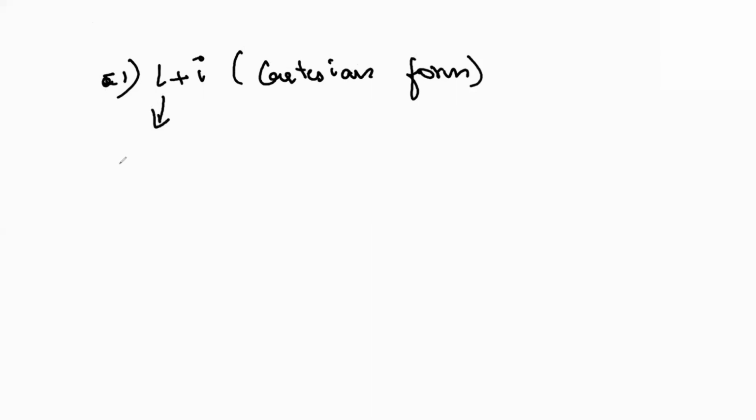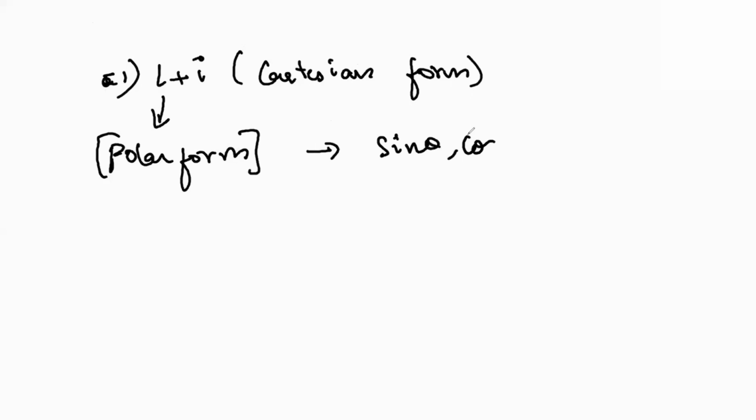So how do you convert, say you have a number 1 plus i? This is in the Cartesian form. I want to convert this to polar form. How do you do this? Polar form means you have sin theta and cos theta in it. So first you have to find r and then you have to find theta.